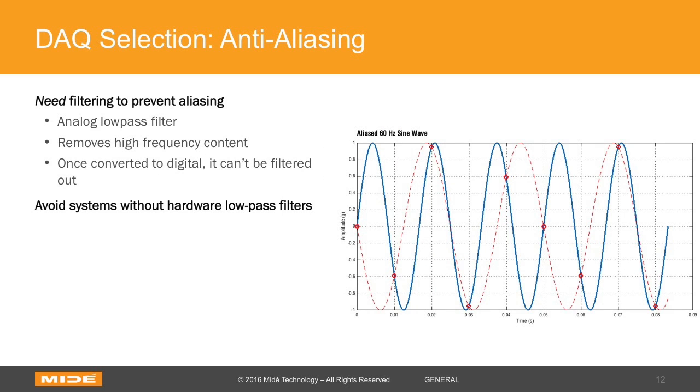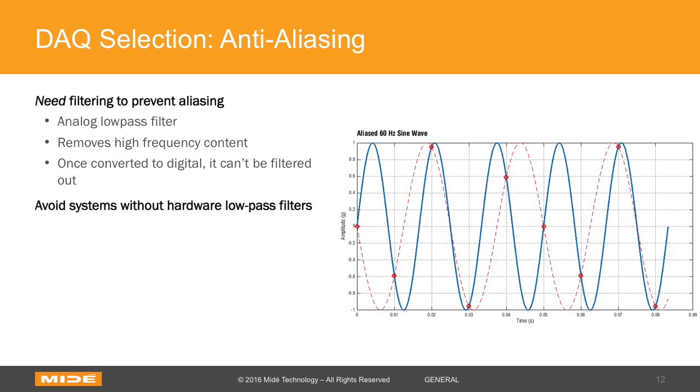Now, most DAQ systems will have a low-pass filter built in, and you need filtering to prevent aliasing. Once a signal has been converted to digital, there's no way to software filter out an alias signal. So what is aliasing? That plot on the right shows in the blue line a 60 hertz sine wave. If you were sampling that 60 hertz sine wave at 100 hertz and you didn't have any filtering, the red dotted line would show you what would look much like a 40 hertz signal, when in fact it isn't. It's a 60 hertz one.